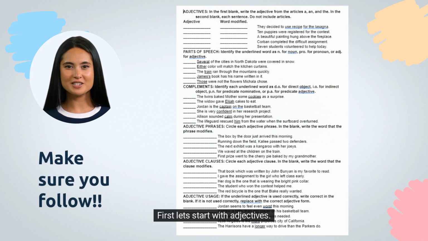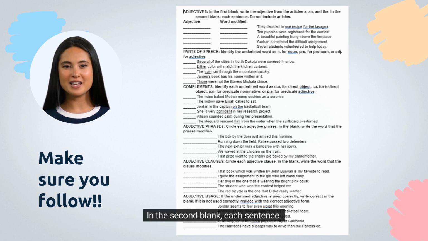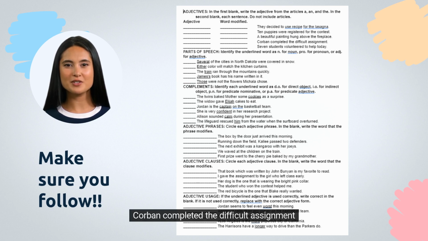First, let's start with adjectives. In the first blank, write the adjective from the sentence. In the second blank, write the noun it modifies. Do not include articles. They decided to use a recipe for the lasagna. 10 puppies were registered for the contest. A beautiful painting hung above the fireplace. Corbin completed the difficult assignment. 7 students volunteered to help today.